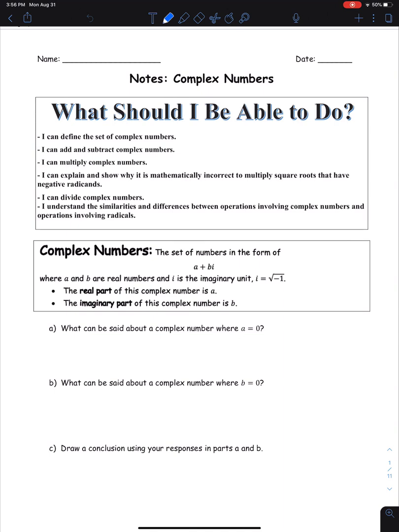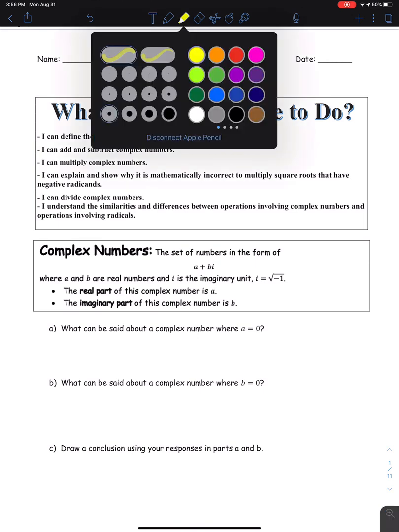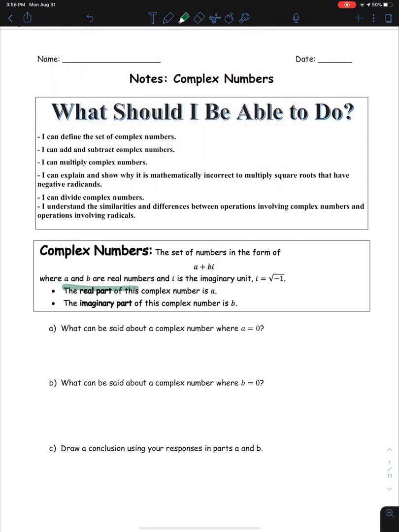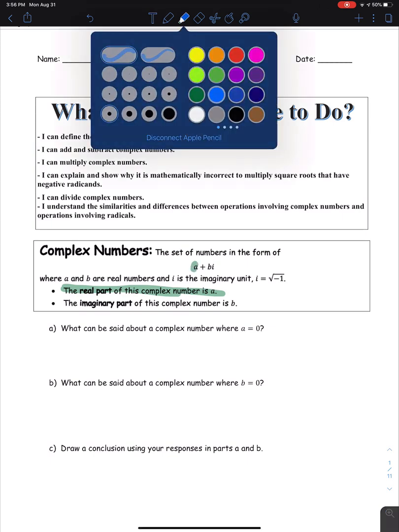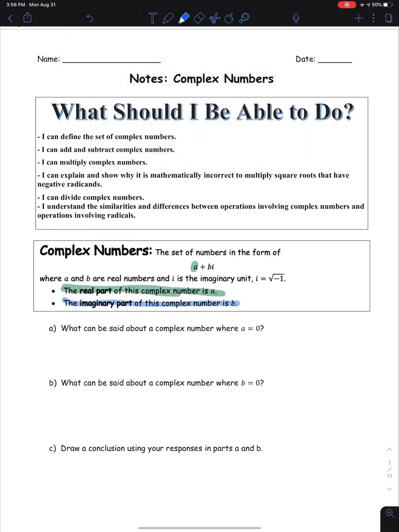So, what is a complex number? The complex numbers are the set of numbers in the form a plus bi, where a and b are real numbers, and i is the imaginary unit, which is the square root of -1, which we always write with i. So the real part of the complex number is a. Let me separate that. The real part is a, and the imaginary part is b.